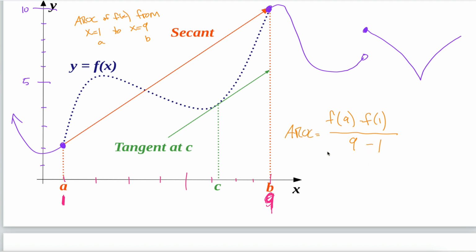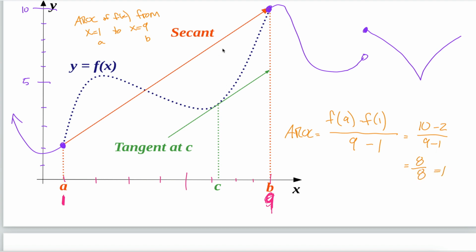As we saw earlier in this class, the average rate of change comes from this formula, which I can evaluate because I know f of 9. F of 9 is just the height of the function at this point, which appears to be 10 from my picture. F of 1 is the height of the function at this point, which appears to be 2 in my picture. The average rate of change is whatever I get when I do 10 minus 2, 8, and divide that by 9 minus 1, also 8.